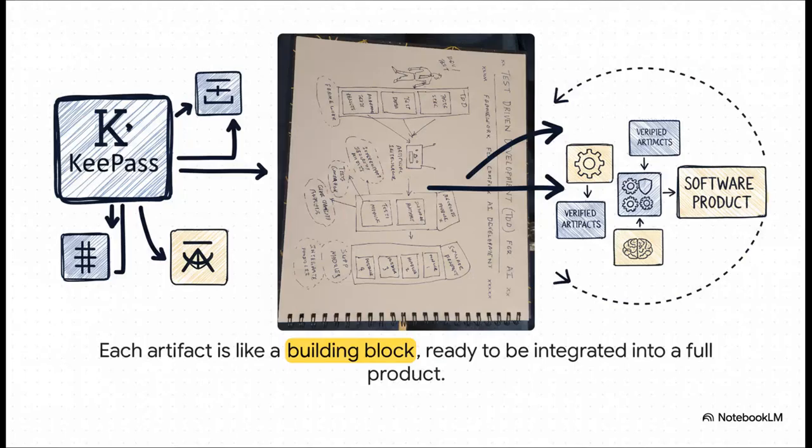Now, let's zoom back out to the big picture here. That KeePass artifact, it's now just one trusted component in a much larger software product. By just repeating this cycle over and over, you can assemble a really complex, robust, and trustworthy application from a whole collection of these individually verified parts. It's like building with certified Lego bricks instead of a bunch of mystery clay.